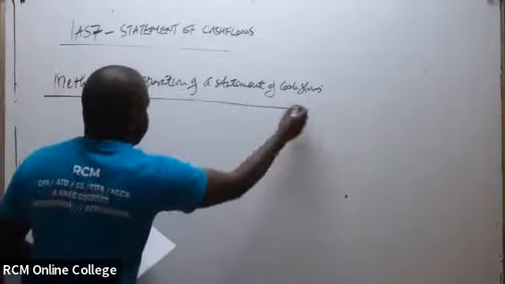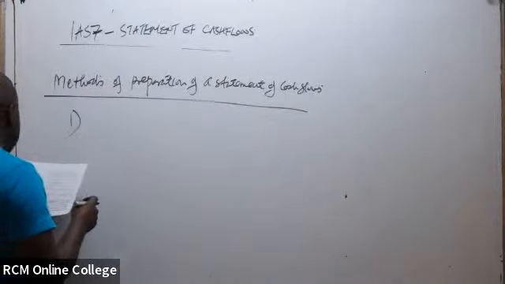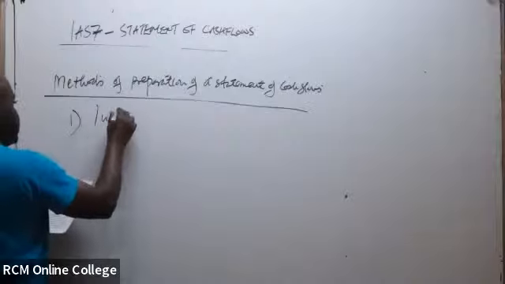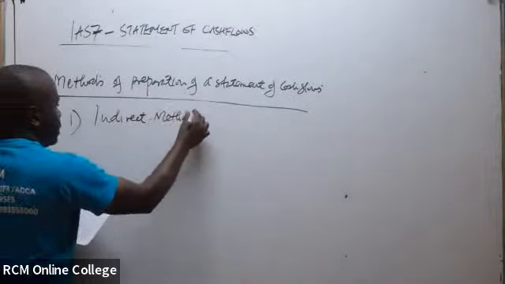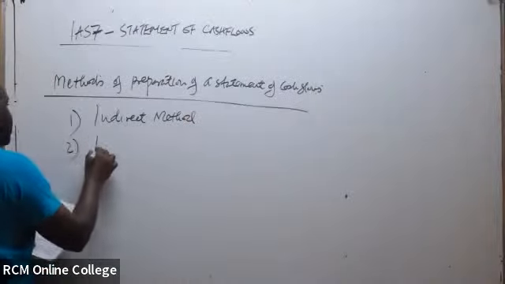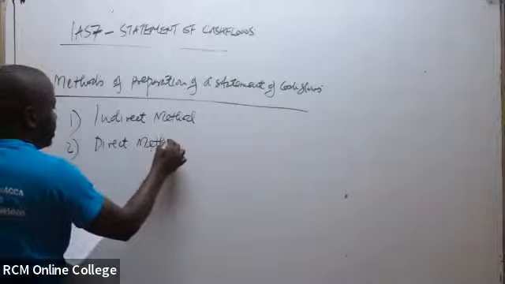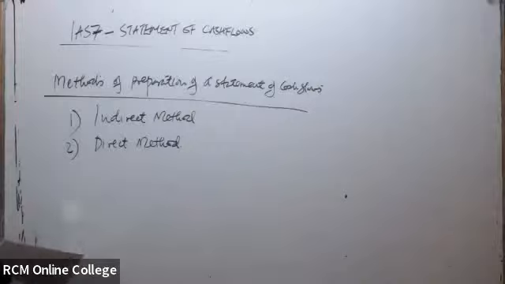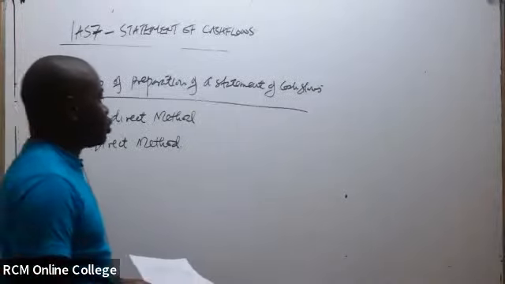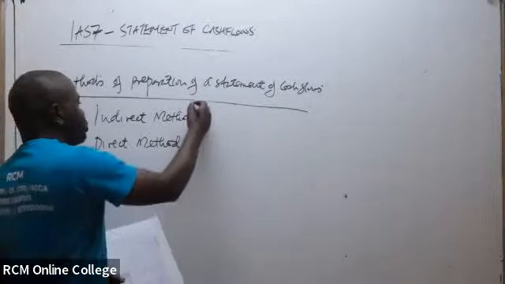Then in this case, you can write number one: we have what we call the indirect method. And then number two, we have what we refer to as the direct method.